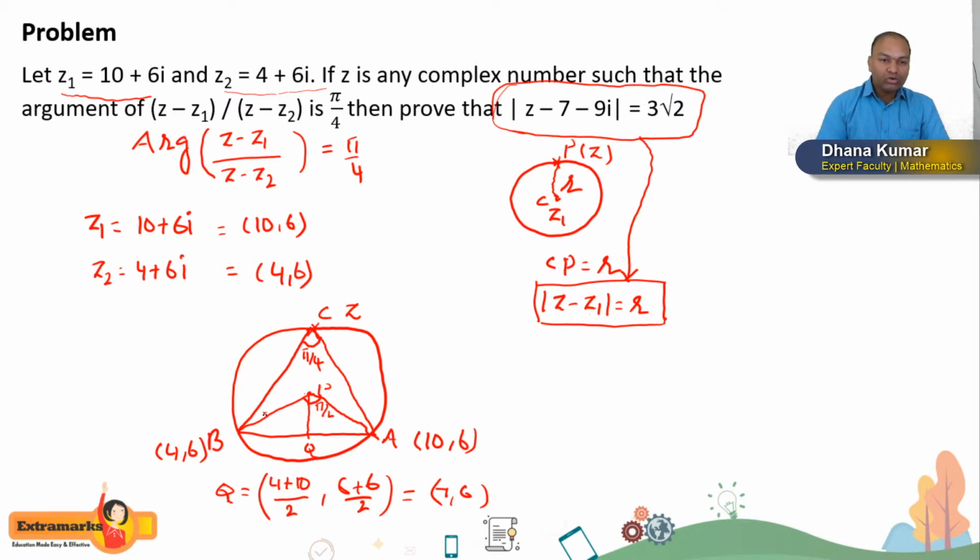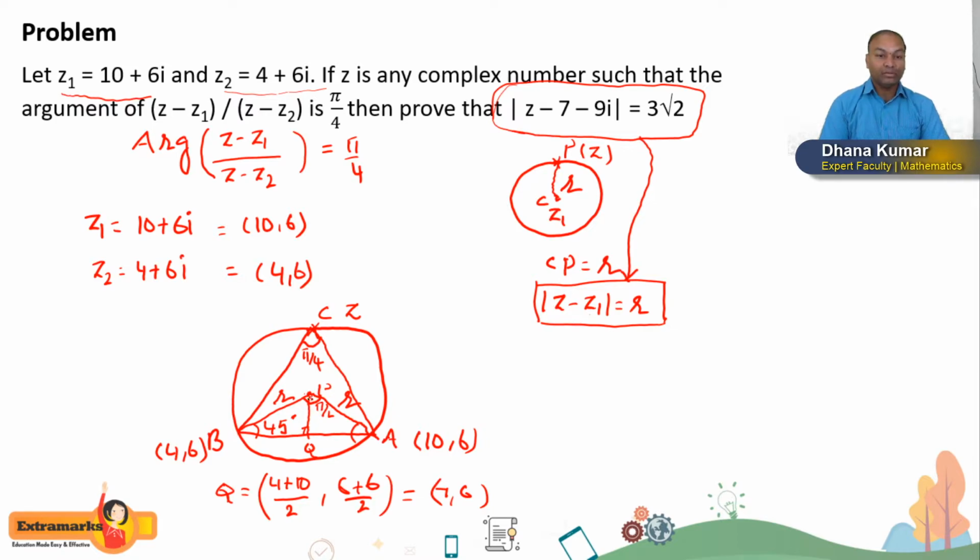Right. And anyhow, BP length is called what? Radius. And AP length also what? Radius. So automatically the triangle is what? Isosceles. Fine. So here angle 90 degrees. Automatically this angle and this angle will be what? Same. That is equal to how much? 45 degrees. So this angle is equal to 45 degrees. Understood?